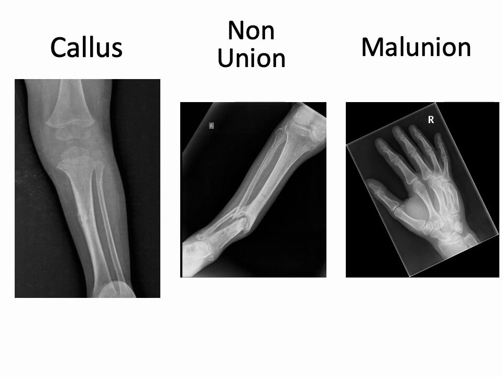And malunion is where, like we said, the fracture heals but in a non-anatomical position. So previously this person fractured their fifth metacarpal, a typical boxer's fracture, and instead of being healed nice and straight, it's got a forward bend or a volar bend at the mid shaft there.